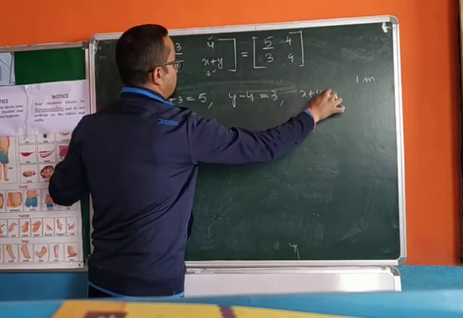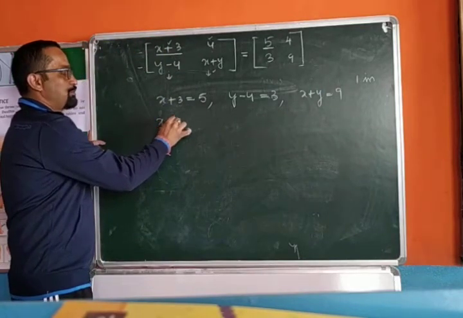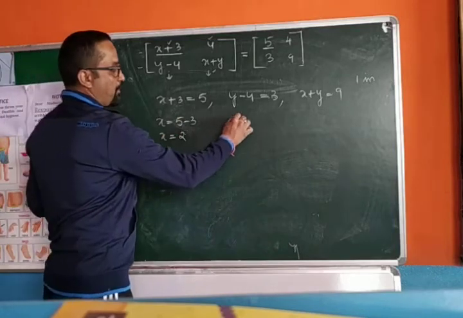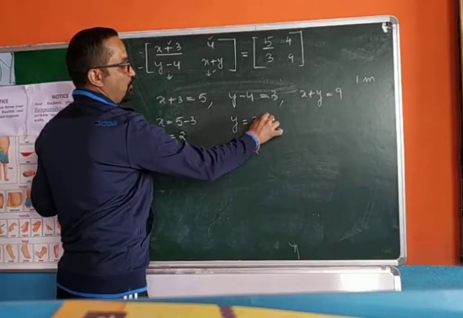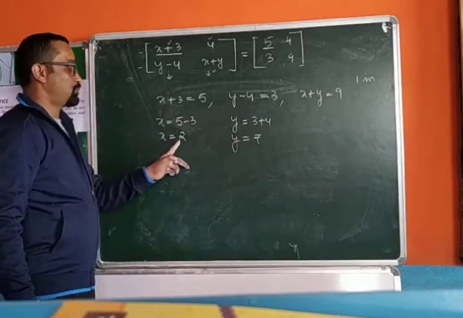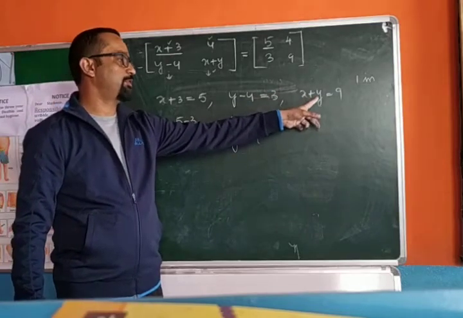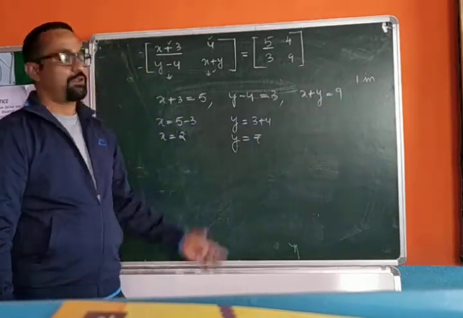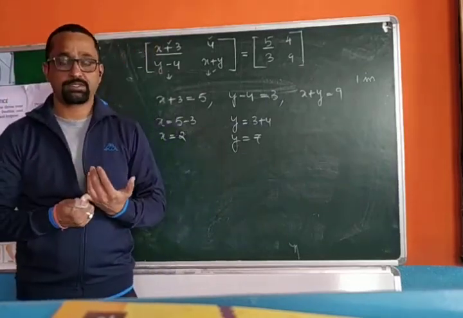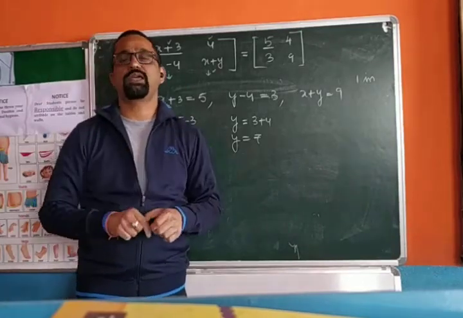X plus y is equal to 9. Calculate from here. X equals 5 minus 3, transposing it, you get 2. Y equals 3 plus 4, that equals 7. X is 2, y is 7. You don't have to do a calculation here because 2 plus 7 will give you 9. So this is a simple application of equality of matrices. Please do try some problems from the exercise.